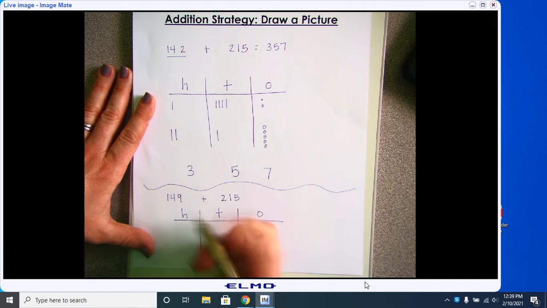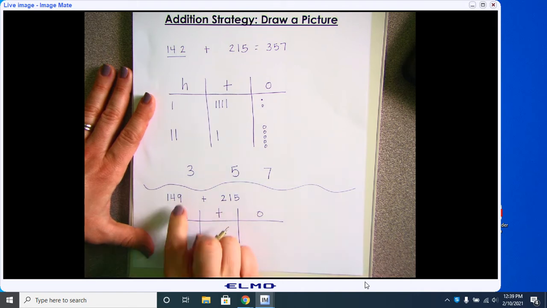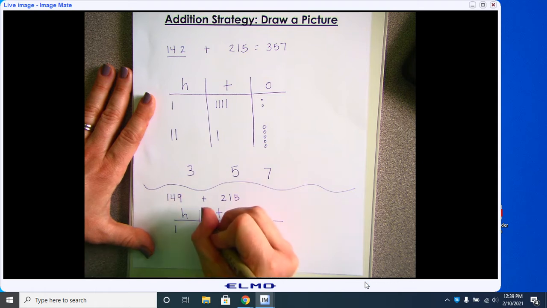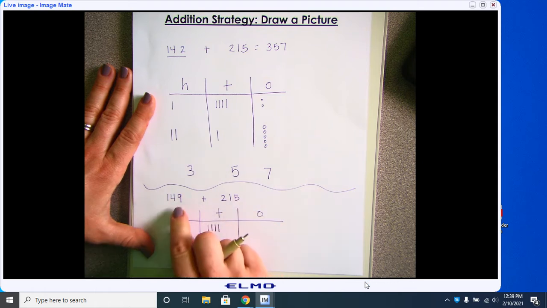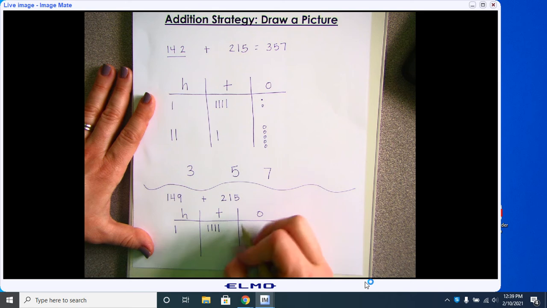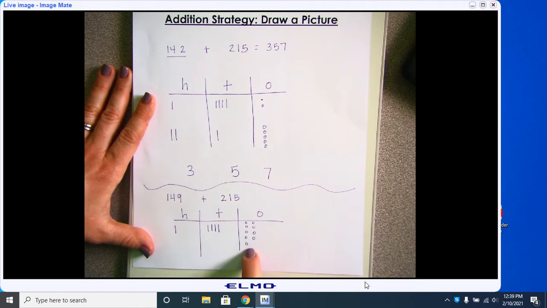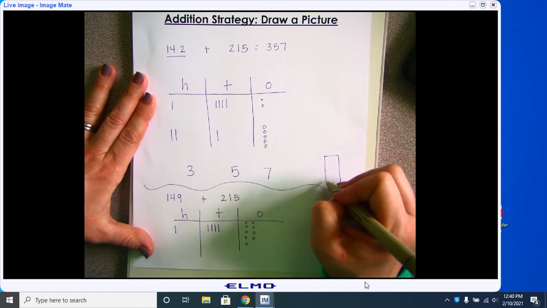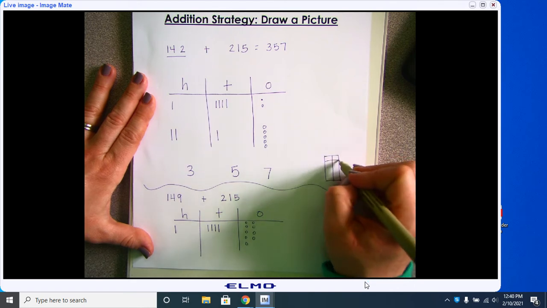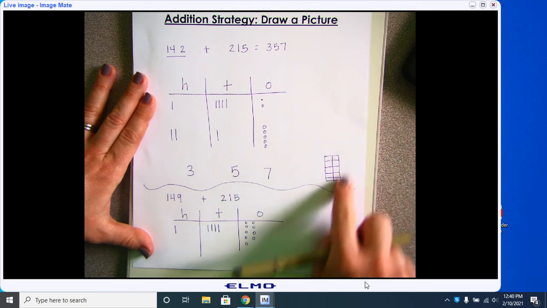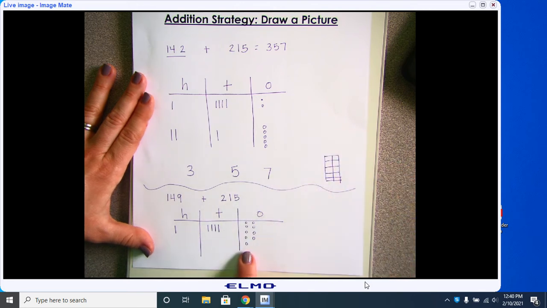1 is in the hundreds place, so 100. 4 is in the tens place, I have 4 tens. 9 is in the ones place: 1, 2, 3, 4, 5, 6, 7, 8, 9. Now notice, we've looked at this before, but I draw it in a tens frame pattern. What I mean by that is I imagine that I have a tens frame and I draw it like it's in a tens frame. I expect you to do that too.